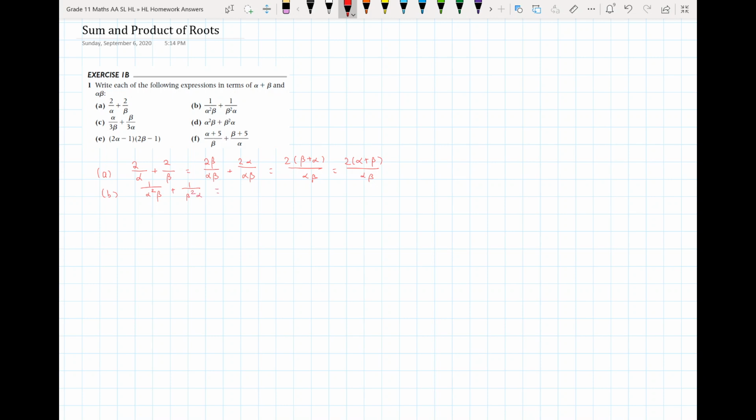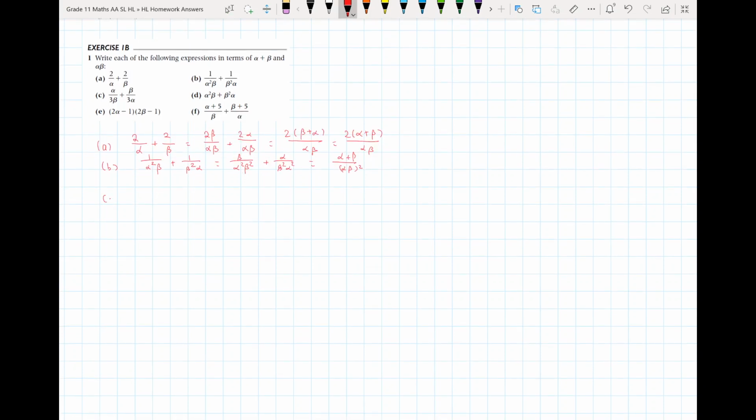Similarly here, I can multiply the first term by beta over beta, and the second term by alpha over alpha. So just rearranging and also factorize alpha beta from the bottom so that it will be in terms of sum and product. So by now you should realize that we are doing the same thing over and over again, trying to equate the denominator to be the same.